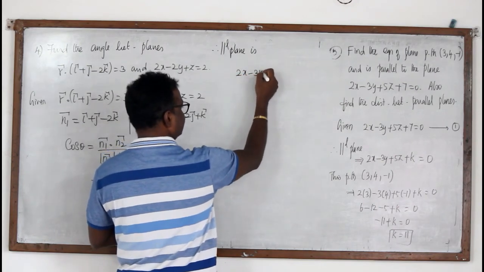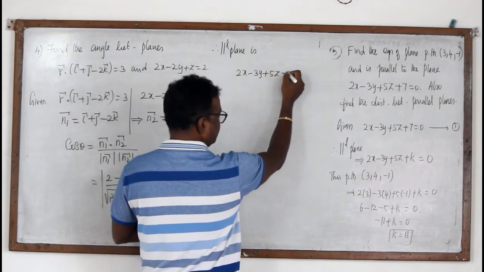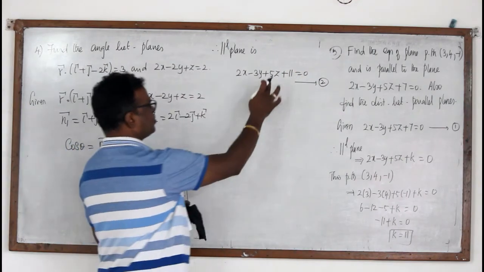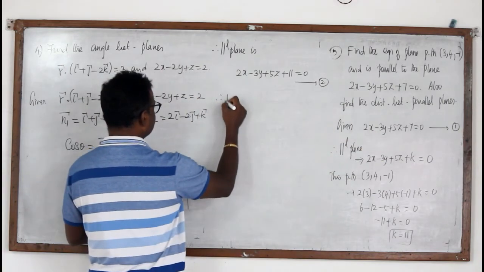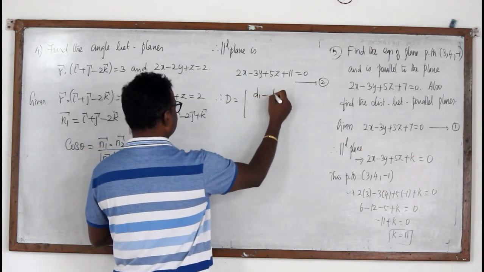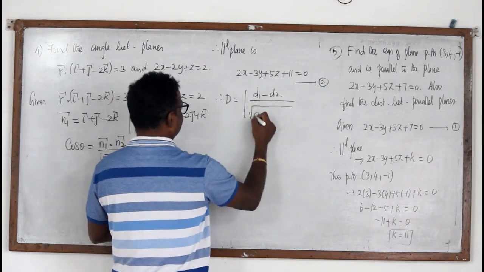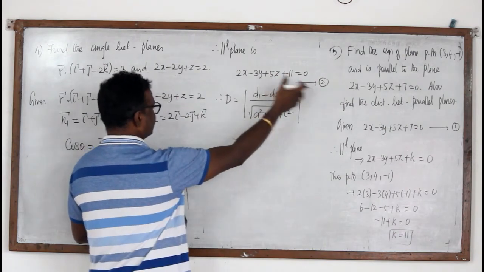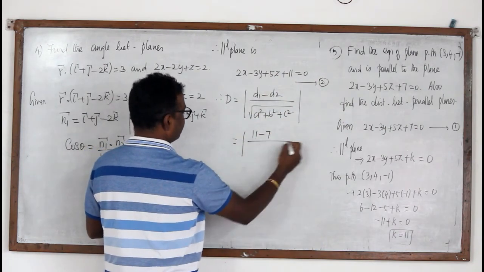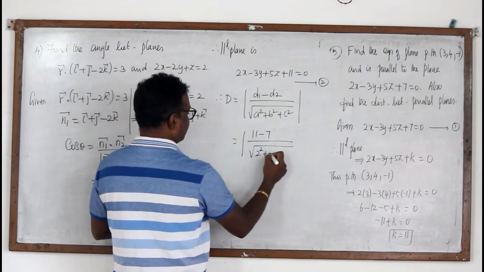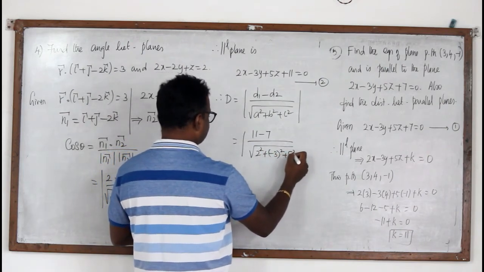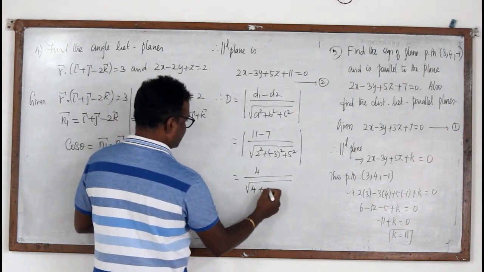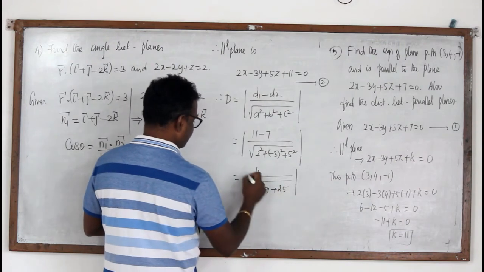2x minus 3y plus 5z plus 11 equal to 0. That is our second plane. So these two planes are parallel now. Therefore the distance is given by modulus of d1 minus d2 by root of a square plus b square plus c square. We can take this as 11 minus 7 by root of 2 square plus minus 3 the whole square plus 5 square. It is 4 by root of 4 plus 9 plus 25, modulus.